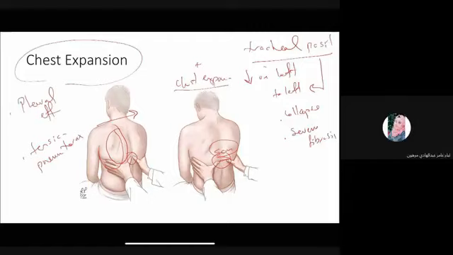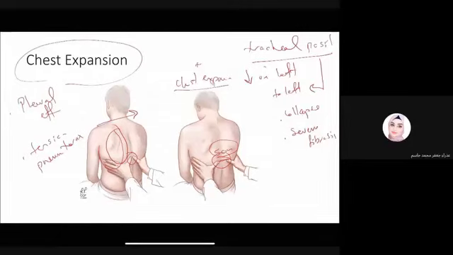اوكي واضح؟ دكتور. اوكي. زين، هاي الاكزامينيشن اوف ذا اللي هو البالبيشن، تشست اكسبانشن عرفنا التراكيال بوزيشننج.